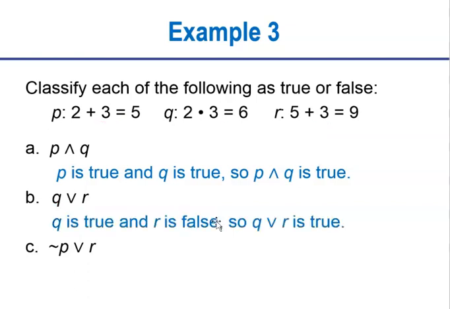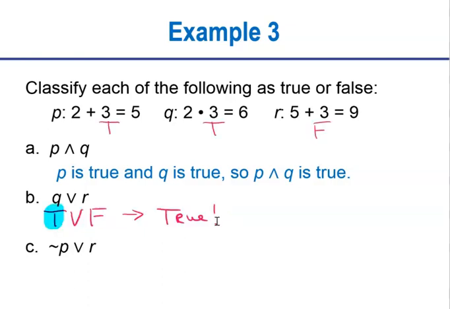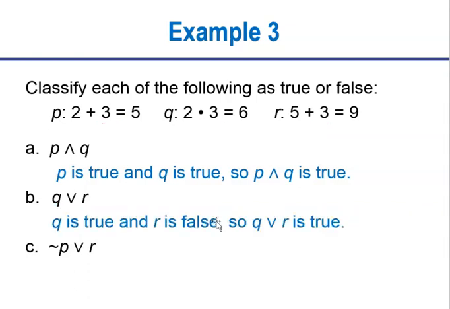Now the typed up version of that, here you go. Q is true, and R is false. I apologize. I'm changing the screen too fast on you. So Q or R is true, because an OR only requires one of them. Now the next one. See if you can do this one on your own. Pause it real quick. See if you can do C by yourself.